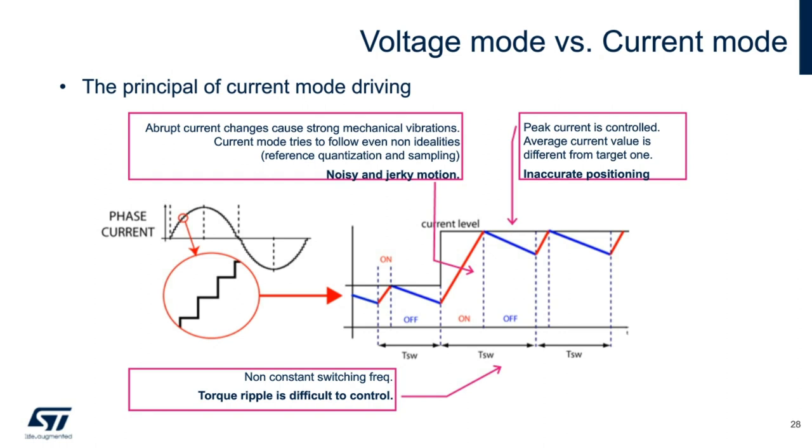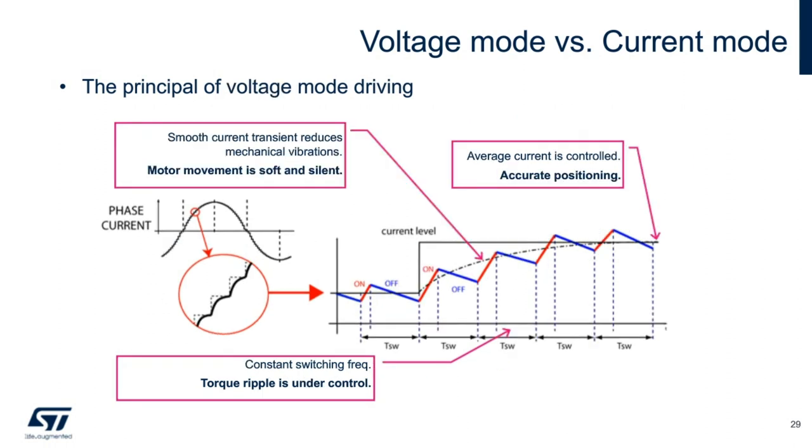Very similar picture for voltage mode. In voltage mode, the system applies a sinusoidal voltage to the motor phase. The phase current is not directly controlled. It is an open loop approach.